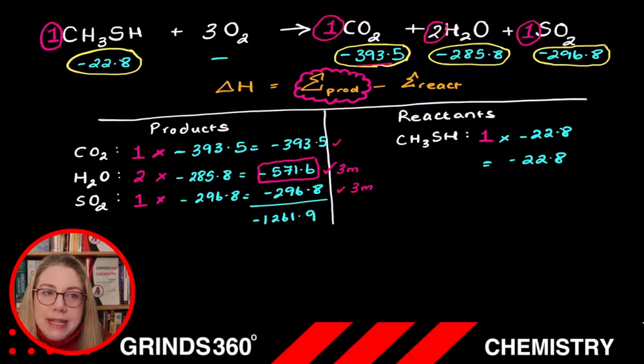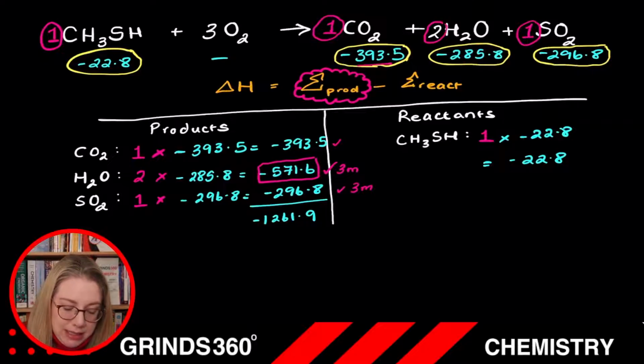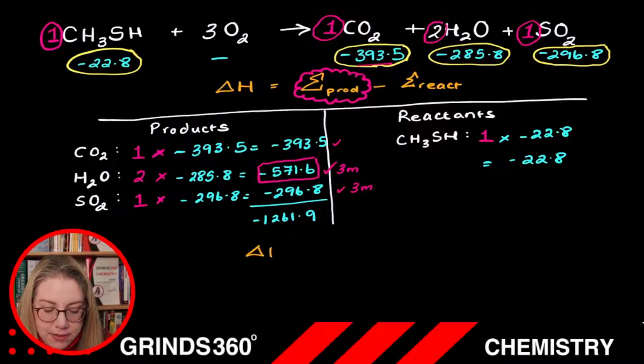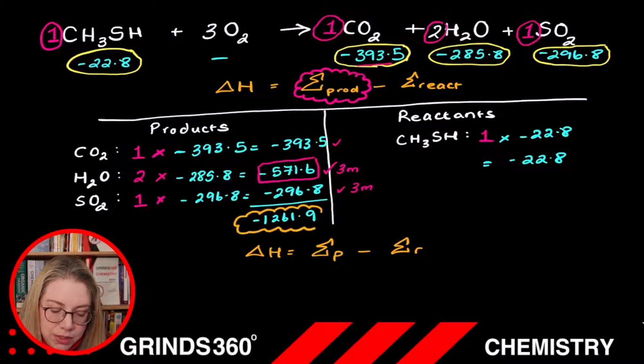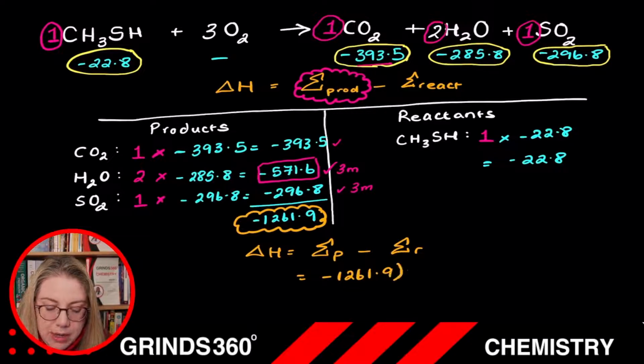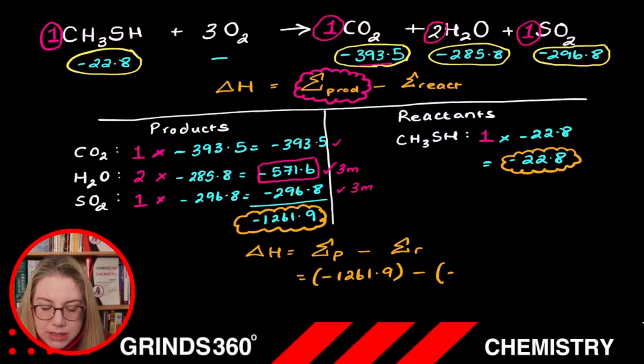We're going to get marks for doing something with that number. Now we have everything that we need to substitute into the heat of formation equation. We have the sum of the energy of the products minus the sum of the energy of the reactants. So we're going to take these two numbers here. This number, the minus 1261.9, that's the sum of the energy of the products. Put it in brackets, minus the sum of the energy of the reactants, which is this number here, the minus 22.8.